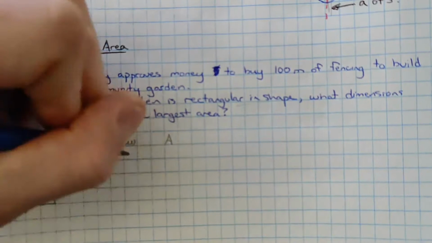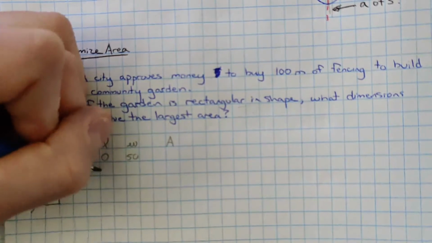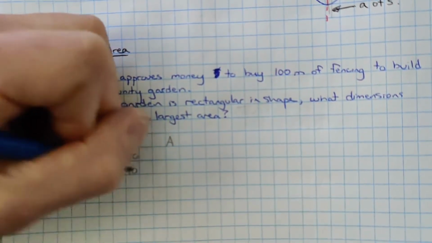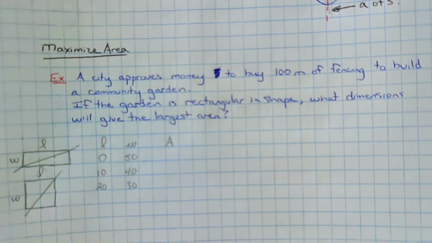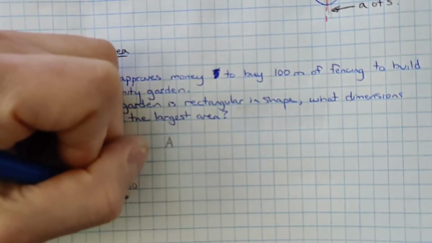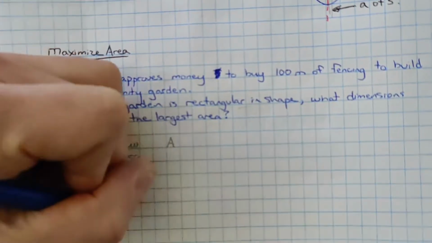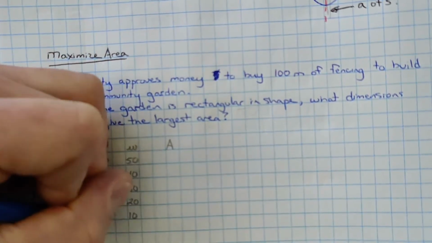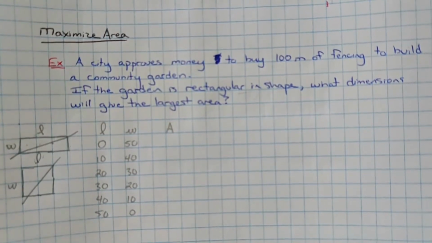So if the length is 0, then the width would be 50. If the length is 10, the width would be 40. If the length is 20, the width would be 30. If the length is 30, then the width would be 20. And if the length is 40, the width would be 10. And if the length is 50, the width would be 0. Those are based on using 10, and there's probably some values in between that we could use, but we're just using 10 so that we don't have to make all 100 different situations.